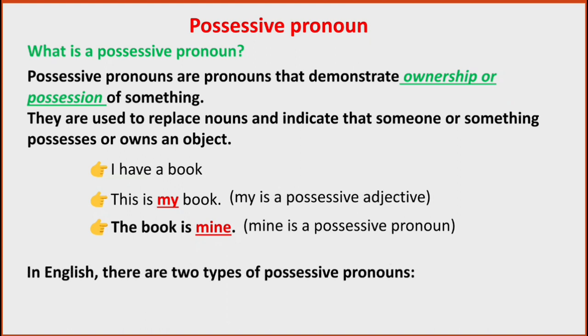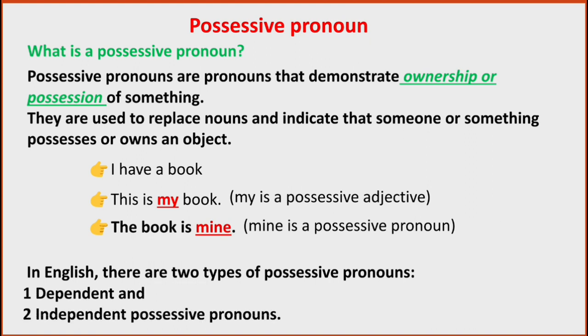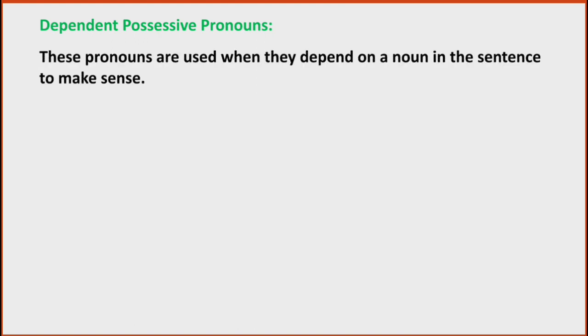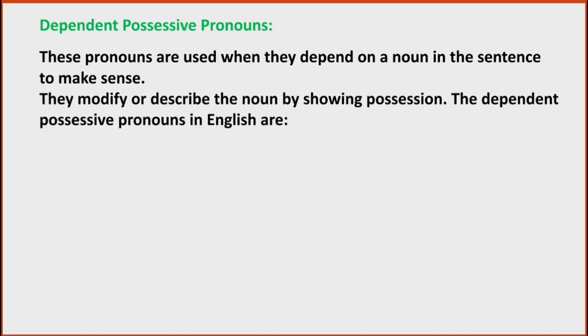In English, there are two types of possessive pronouns. One is dependent and the next one is independent possessive pronouns. What are dependent possessive pronouns? These pronouns are used when they depend on a noun in the sentence to make sense. They modify or describe the noun by showing possession. The dependent possessive pronouns in English are possessive adjectives.